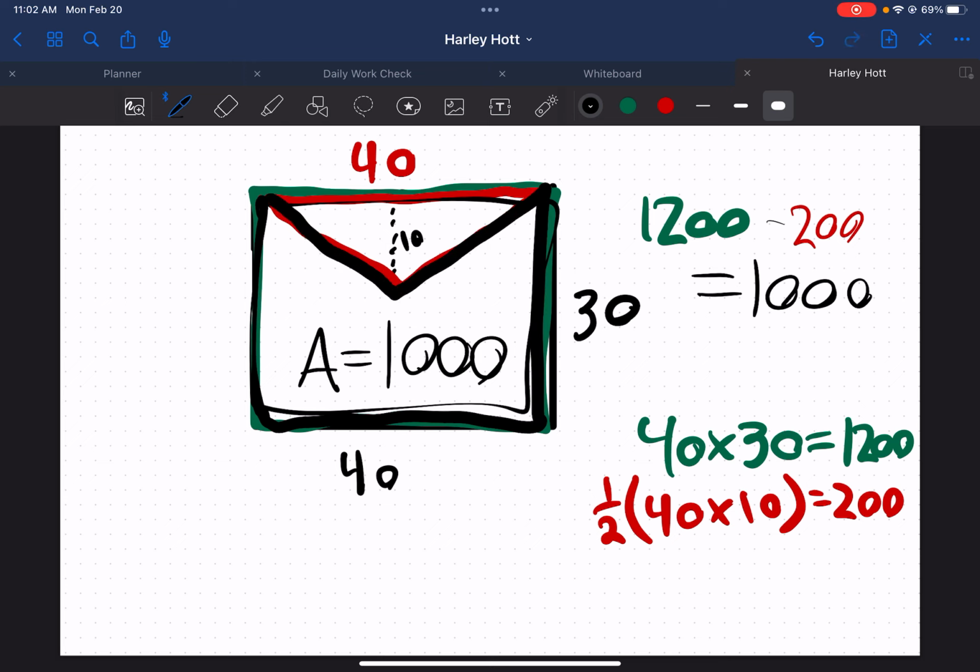I don't know exactly how to describe it. Looks like an envelope. Okay.